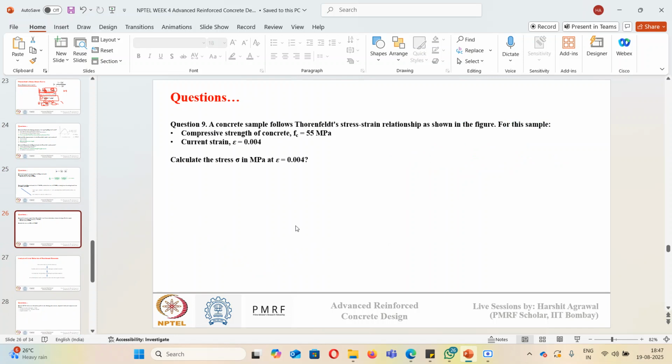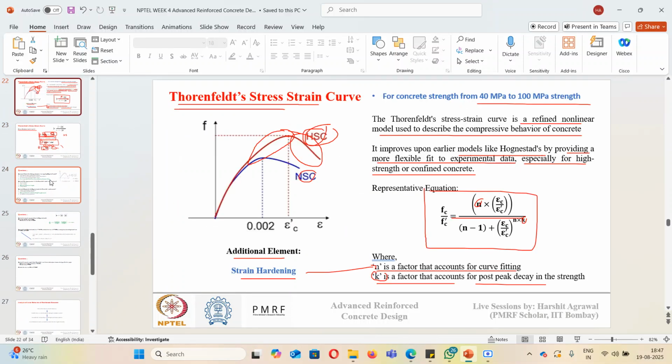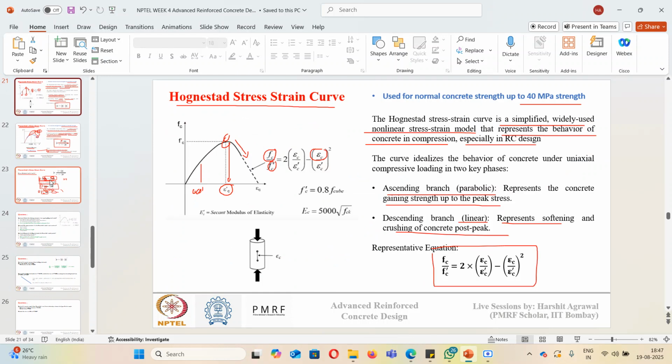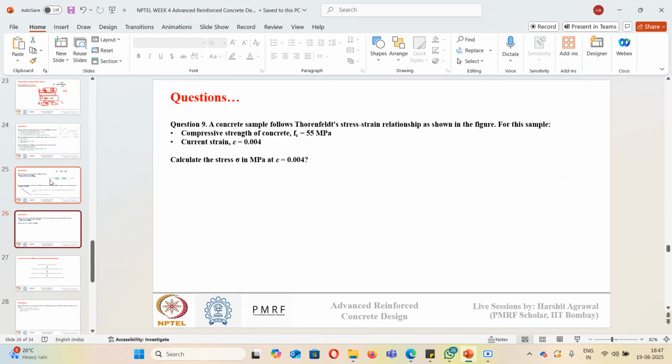So now we are moving into the Thorenfeldt stress strain relationship. A concrete sample follows a Thorenfeldt stress strain relationship. I have not shown the figure. The figure is here, I will just copy it. Okay, the figure is not there.